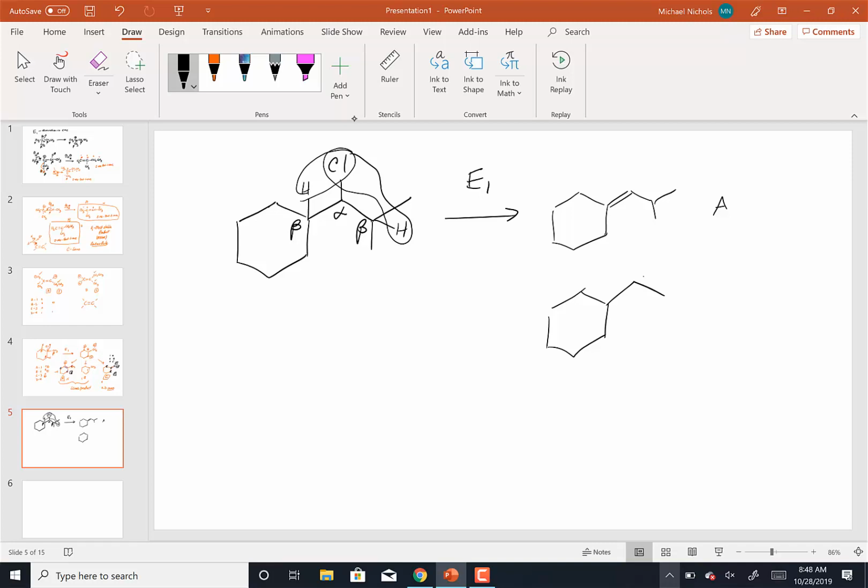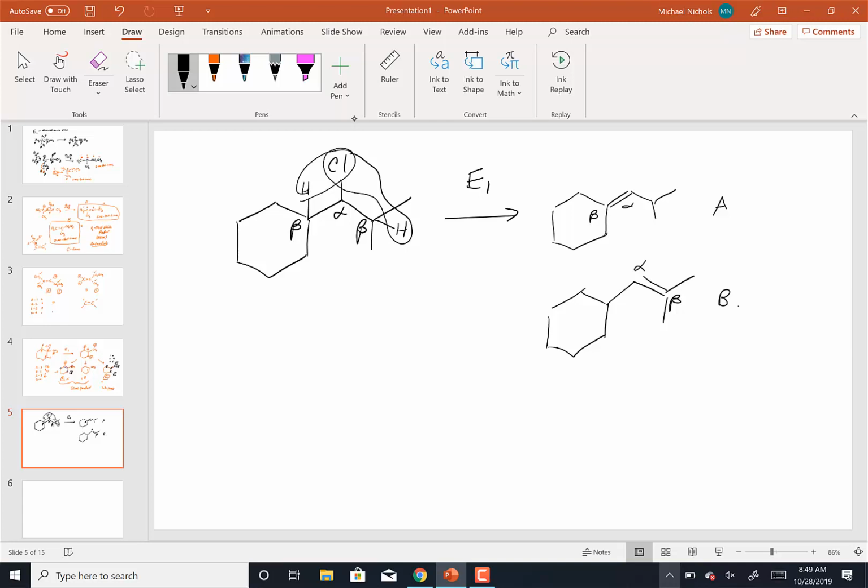They're tied. So what does that mean? They're both going to be the major product. So the major products of this reaction would be both A and B.